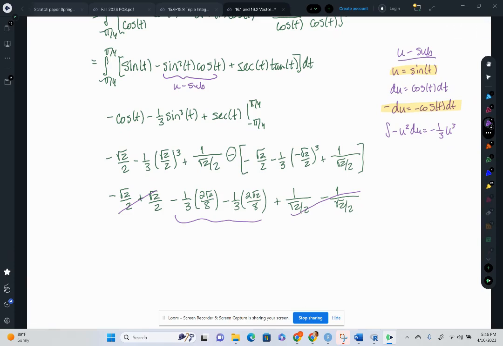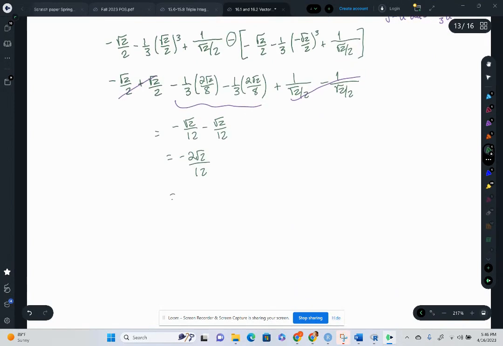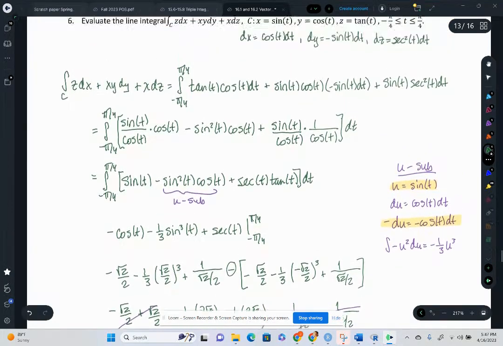So when I add these together, I've got a negative. Let's see, 2 over 8. Those are going to simplify. So this becomes a negative square root 2 over 12 minus the square root 2 over 12, which is equal to minus 2 root 2 over 12, which finally, the answer is negative square root 2 over 6. It looks like we got a negative answer.